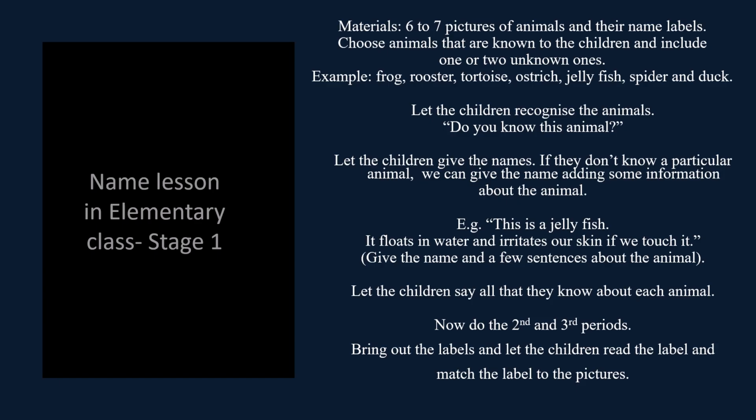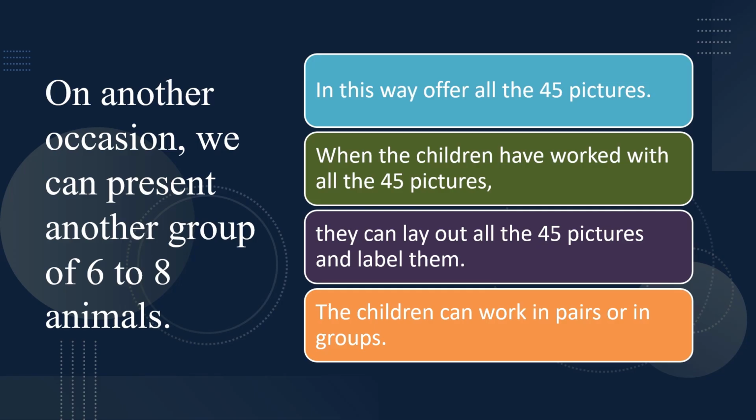Now, do the second and third periods. Bring out the labels and let the children read the label and match the label to the pictures. On another occasion, we can present another group of 6 to 8 animals. In this way, offer all the 45 pictures. When the children have worked with all the 45 pictures, they can lay out all the 45 pictures and label them. The children can work in pairs or in groups. They can sort out the animals into vertebrates and invertebrates.